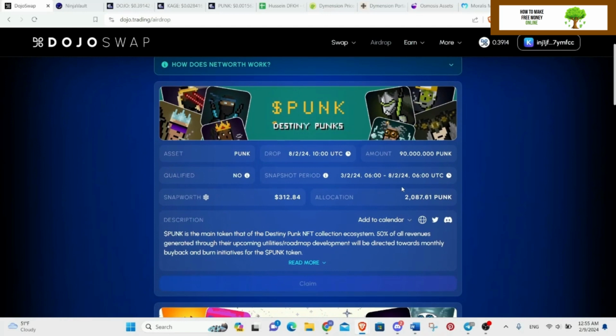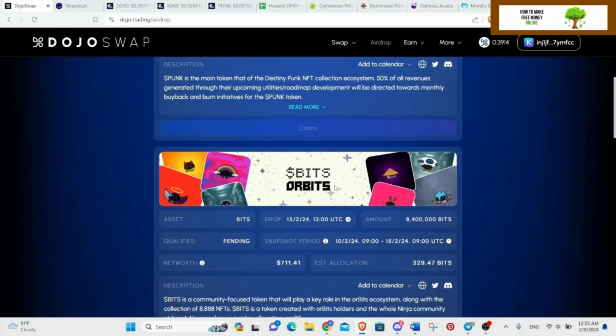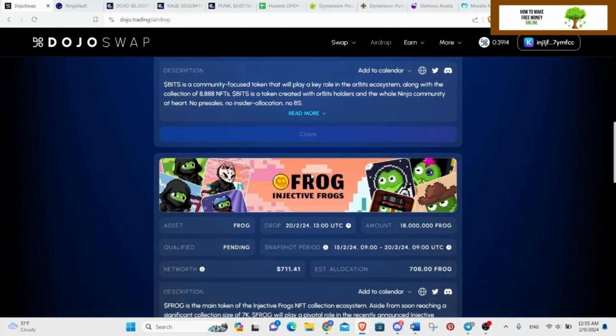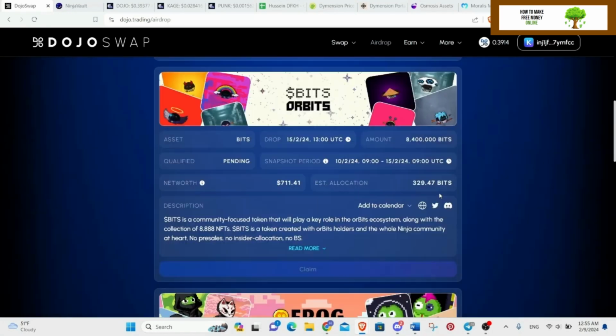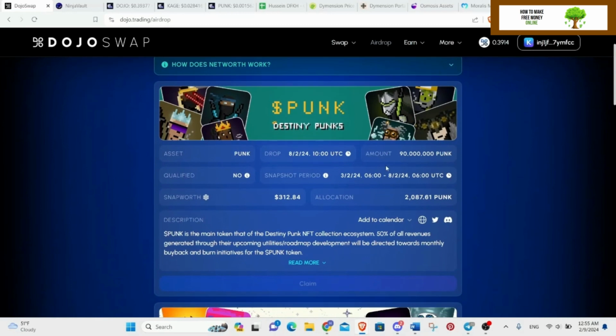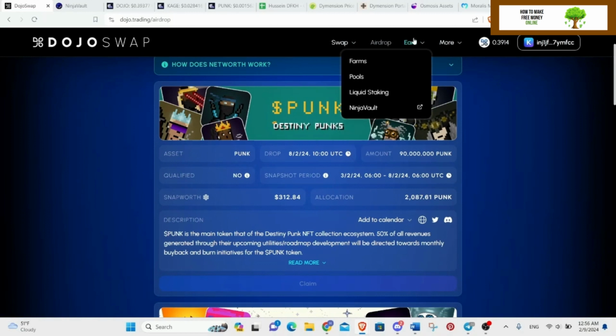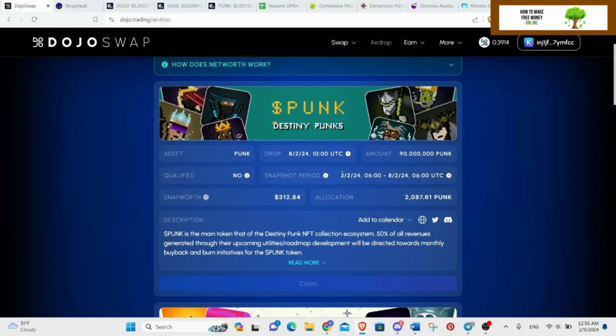So the five airdrops are Punk, and will be Bits, Frog, Boys and Baby Dojo. Punk was airdropped yesterday, and please, I made a mistake. I wasn't qualified because I moved some of my farms during the snapshot. Don't make the same mistake. I missed out on this, but that was fine with me. I had some money on the side, so I bought some Punk, and I will explain more about it.